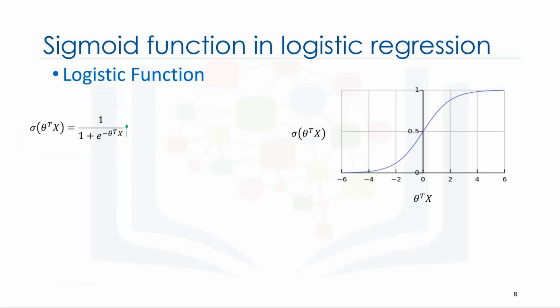Notice that in the sigmoid equation, when theta transpose x gets very big, the e power minus theta transpose x in the denominator of the fraction becomes almost 0, and the value of the sigmoid function gets closer to 1.